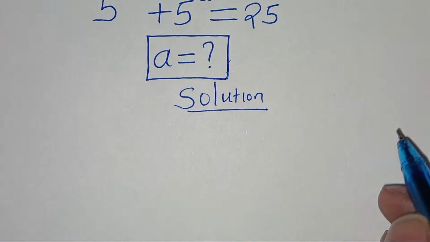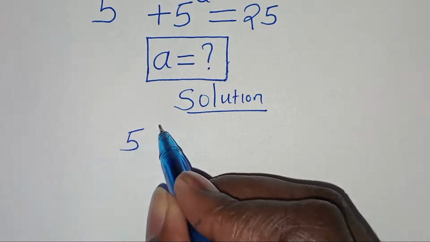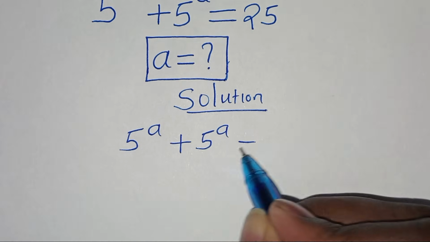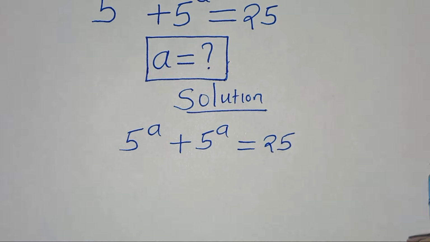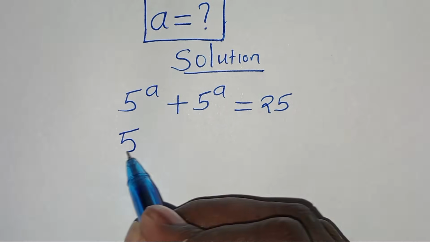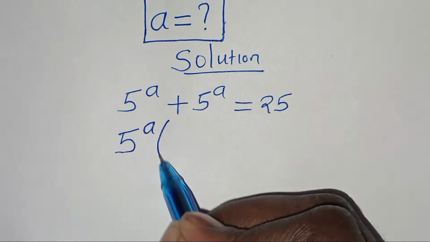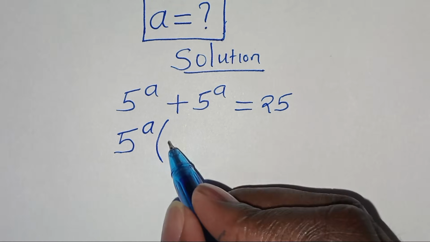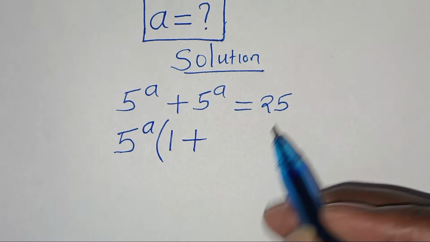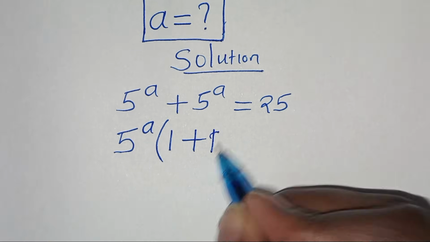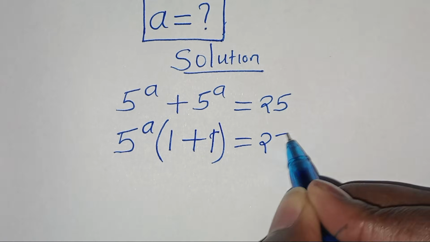So we have that 5 to the power of a plus 5 to the power of a is equal to 25. Now we have that 5 to the power of a is common here, so we can factor out 5 to the power of a. So that 5 to the power of a divided by 5 to the power of a is equal to 1, plus 5 to the power of a divided by 5 to the power of a, this is 1, and this is equal to 25.